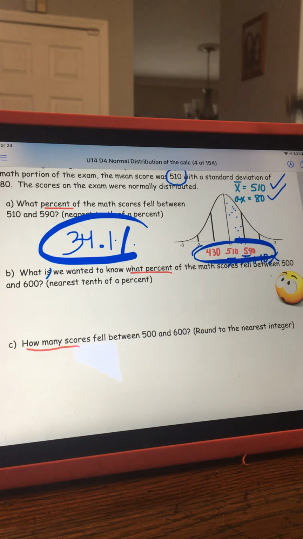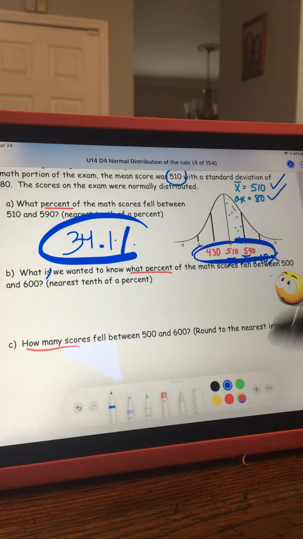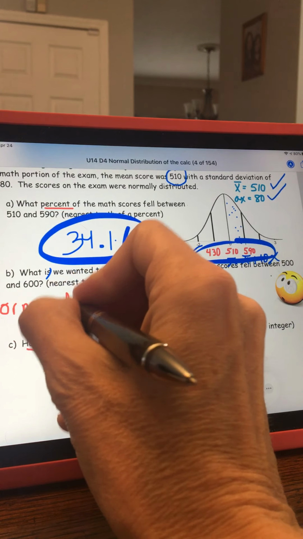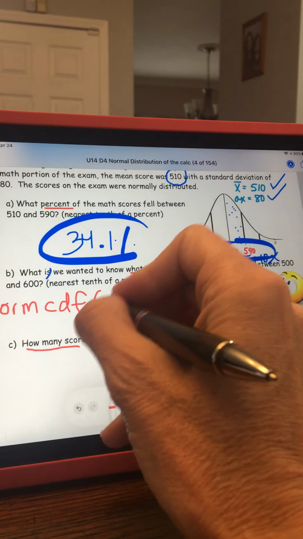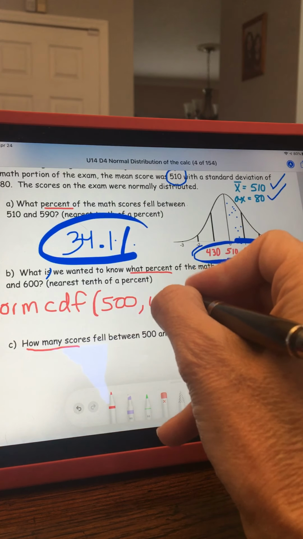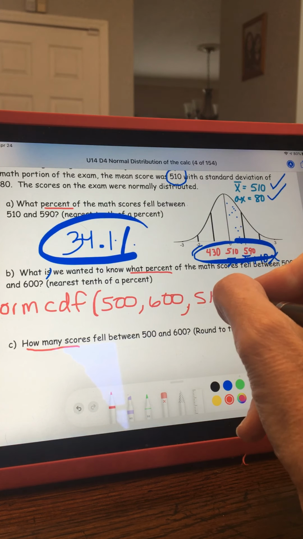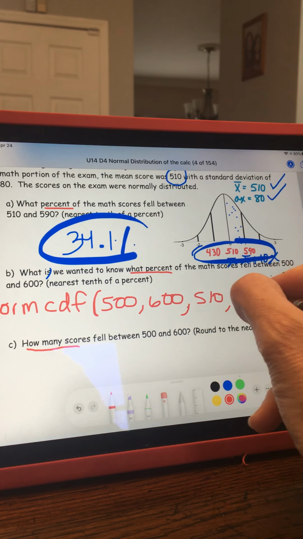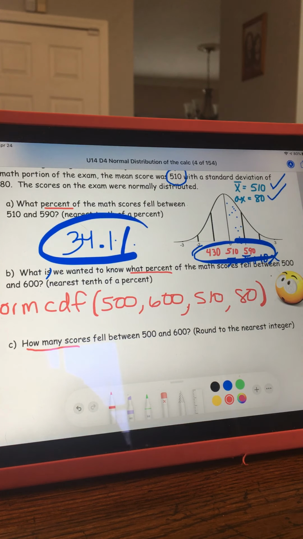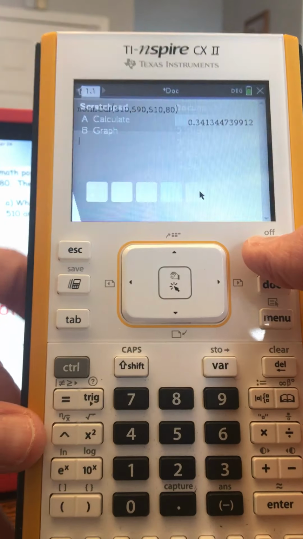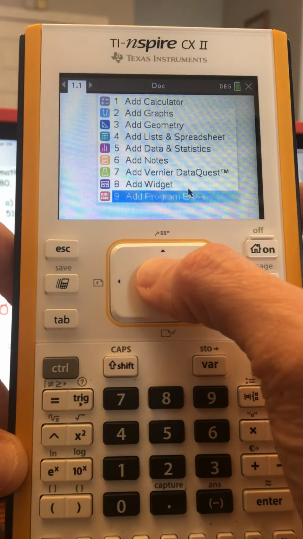All right, so let's do this next one. So the work that you should show, because when you're using the calculator, you do have to show work, is norm CDF, and then the lower, the upper, the mean, and the standard deviation. All right, and then we're just going to throw that in the calculator again. All righty, so here we go. You can stay on that clean page, you're good. Oh, all right, I cleared out. Okay.